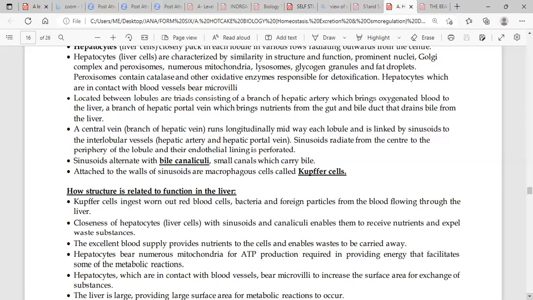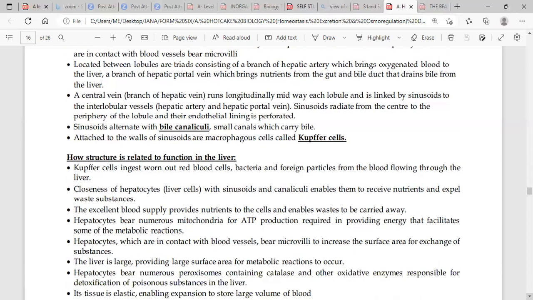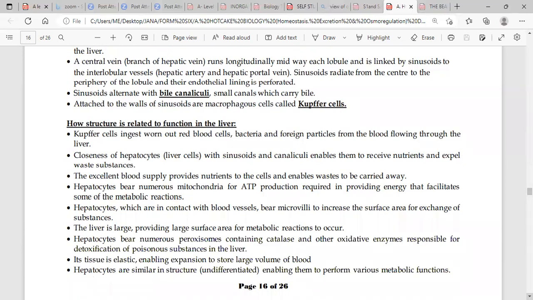Now, when waste products accumulate, they slow down the working action of the liver. The hepatocytes, which are in contact with blood vessels, bear numerous microvilli, which increase surface area for exchange of substances, as well as the liver being large, providing a large surface area for metabolic reactions to occur.